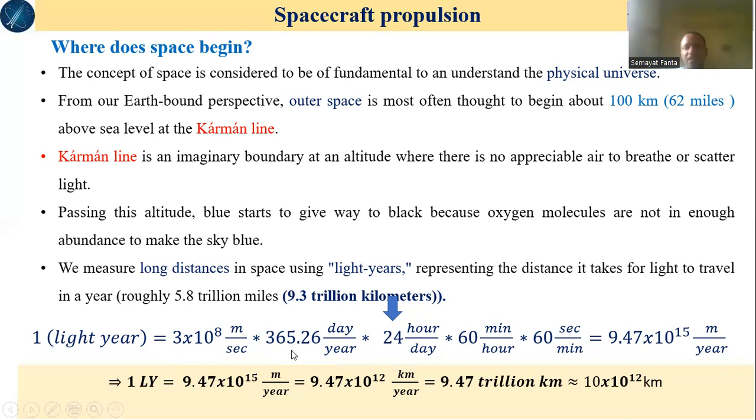365.26 days in 1 year. We have 24 hours in every day, 60 minutes per hour, and 60 seconds per minute. From this we can calculate approximately 9.5 times 10 to the power of 15 meters per year. In 1 year, light travels about 9.5 times 10 to the power of 15 meters.